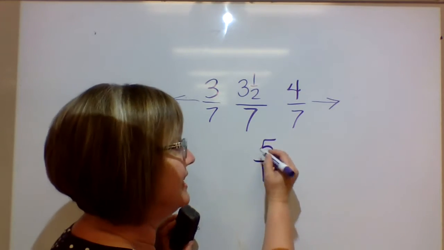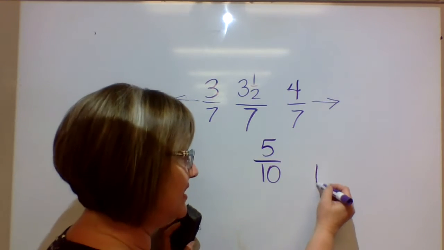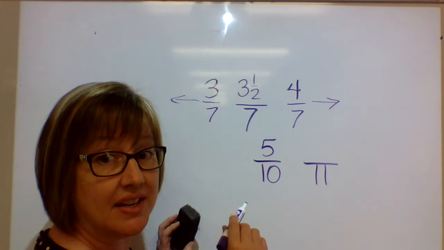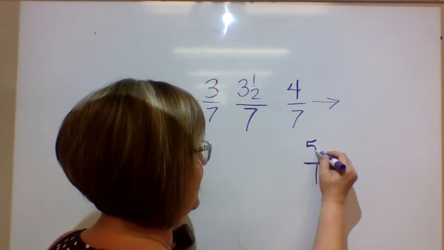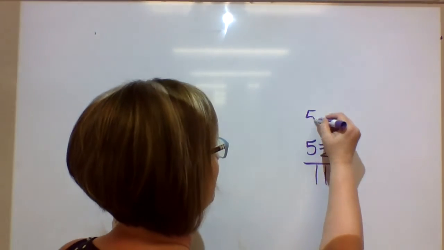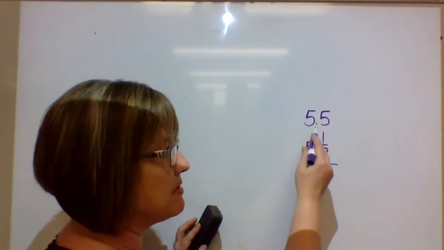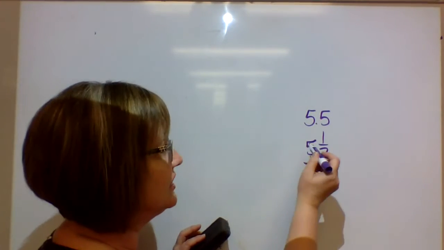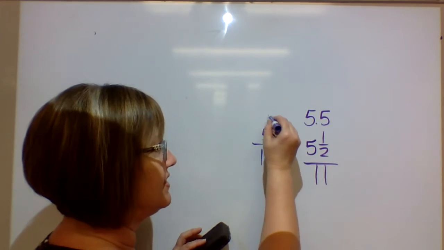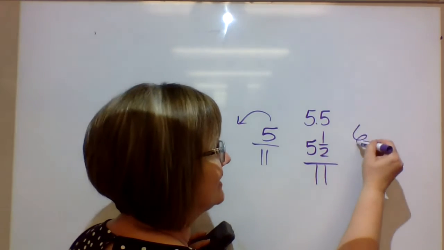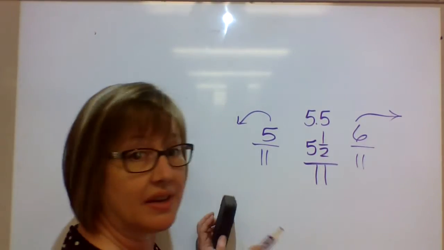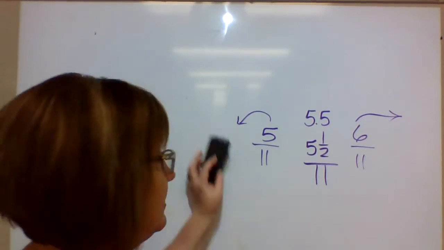All right, so what's half of 10? 5. So 5/10 is half. But then at 11ths, what's half of 11? That looks like pi. What's half of 11? 5.5. So 5.5, or I think tomorrow when I wrote it, I think I wrote 5.5. Either way, 5.5, 5.5 are the same thing. So 5/11 is smaller than 5.5. So 5/11 would round down. 6/11 is bigger than 5.5. So 6/11 would round up. Does that make sense? That's all there is to it.